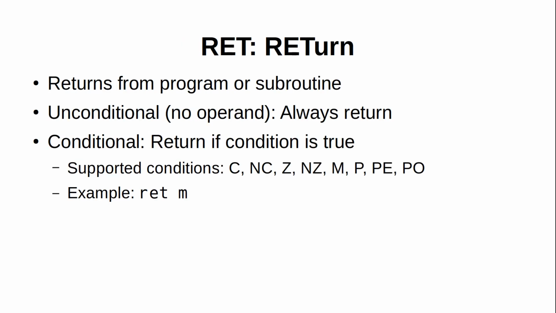In our examples so far, we've only seen return instructions used to end our programs, but more often they are used to return from subroutines within a program. In either case, you can do an unconditional return by just having the RET mnemonic with no operand, and the next execution address will be popped off the stack and loaded into the program counter.